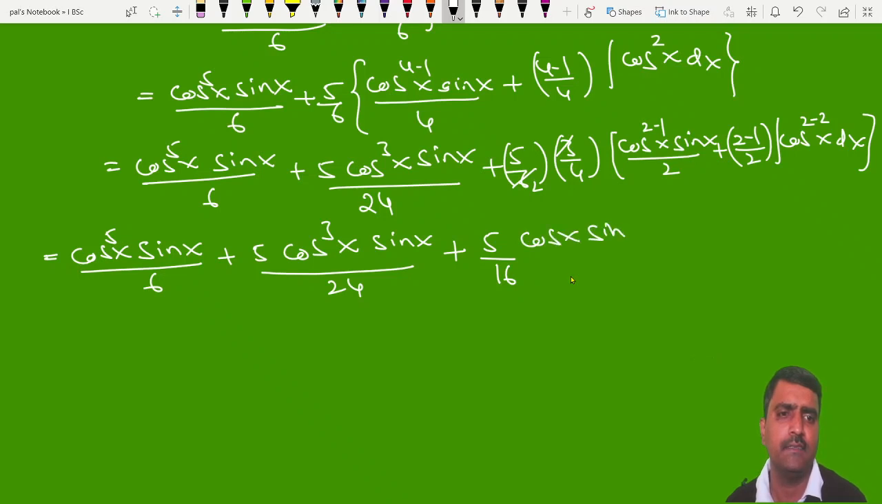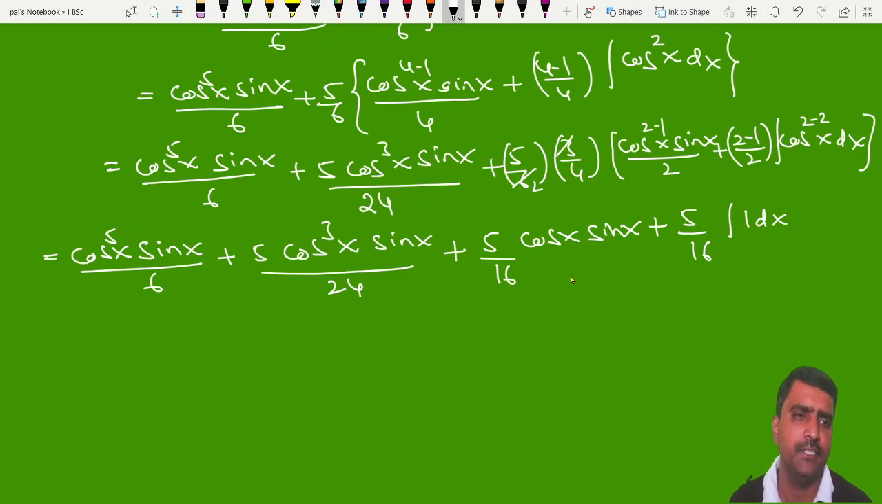Cos x sin x. Again plus this is 1 by 2. 1 by 2 into 5 by 8 gives 5 by 16, 8 2s are 16, into integration of 1 dx. Integration of 1 is x.